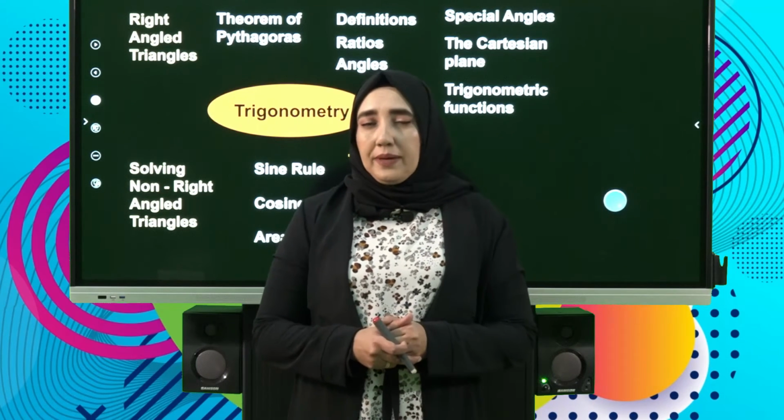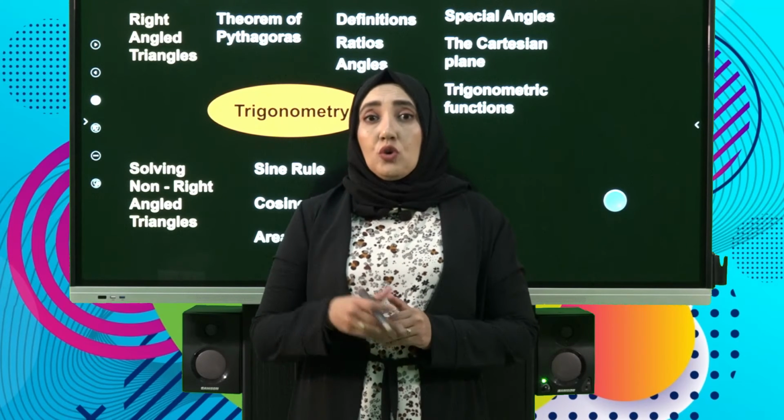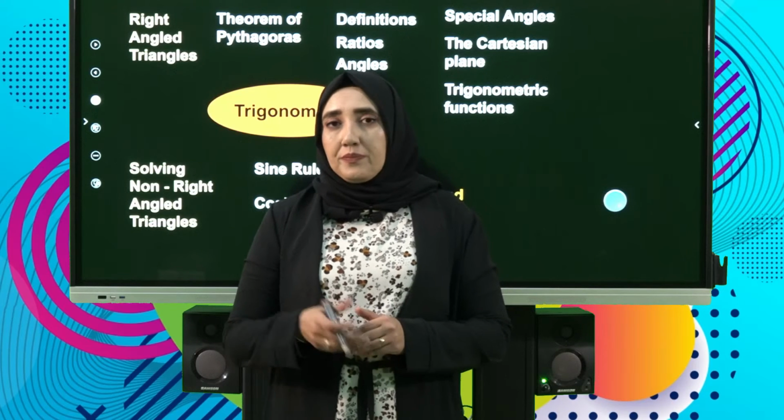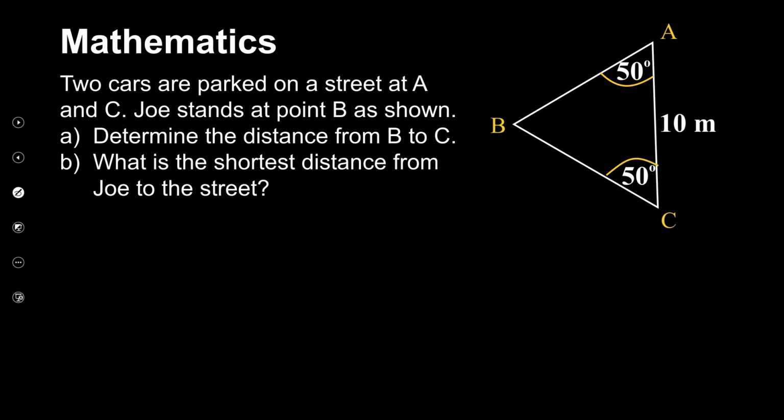Hi, welcome back. So remember before the break, we were discussing when to use which rule. Let's look at that in the context of an actual problem. Okay, here we say given that two cars are parked on a street at A and C, and Joe is standing at point B.